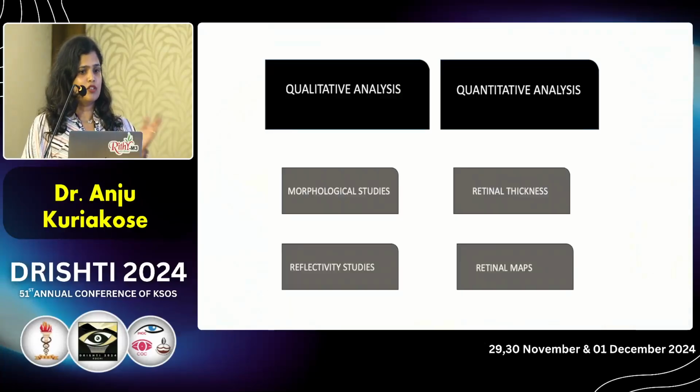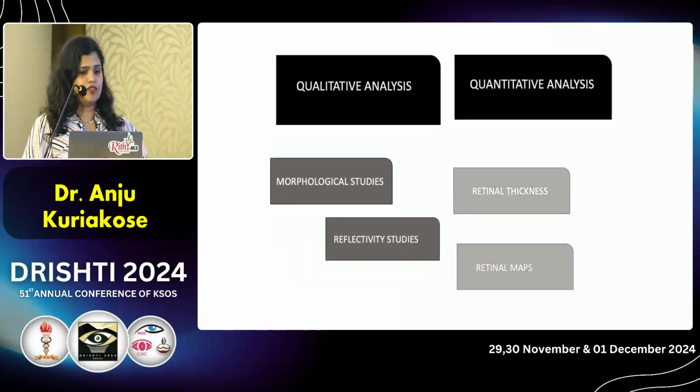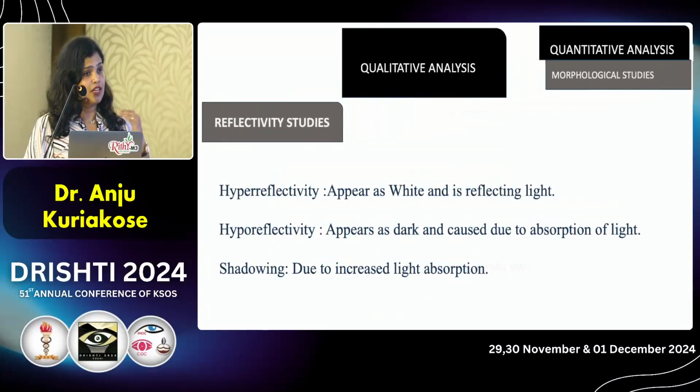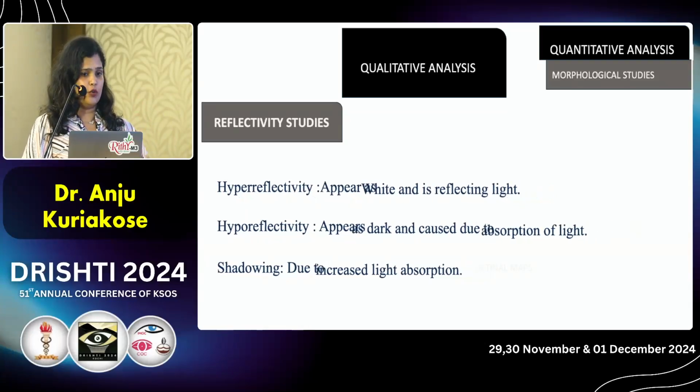We will deal with this OCT through qualitative analysis and quantitative analysis. Based on the qualitative analysis, first is the morphological study, in which we see the overlying retinal changes with retinal outline. In this, we deal with the major regions, that is pre-retinal, epiretinal, intraretinal and subretinal. Next is the reflectivity study. Based on these terminologies we interpret the OCT: hyperreflective, which appears white in color, hyporeflective, which is dark in color, and next is shadowing.